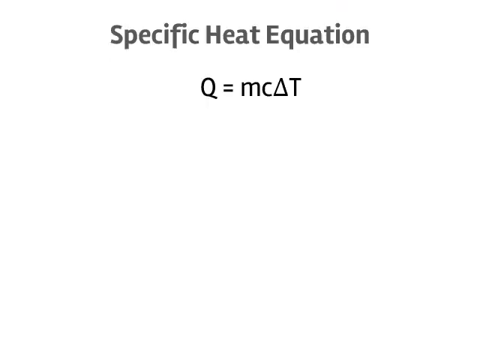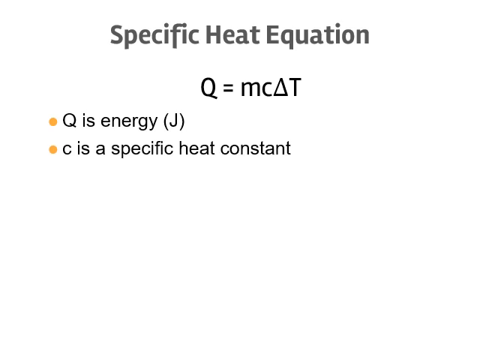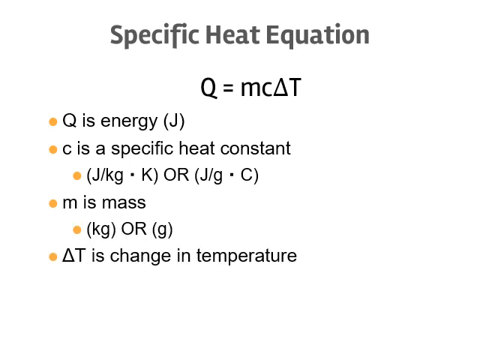In terms of specific heat equation calculations, we have Q equals mc delta T. This is where Q is energy expressed in joules. C is the specific heat constant, which can have varying units depending on what your other values are. So it can be those units right there. M is mass, and mass can be in kilograms or grams, again, depending on other units in the problem. And then we have delta T, which is the change in temperature. That can be in Kelvin or degrees Celsius.